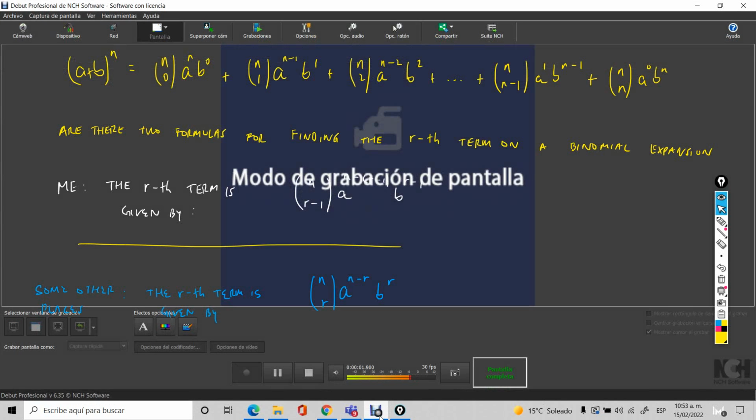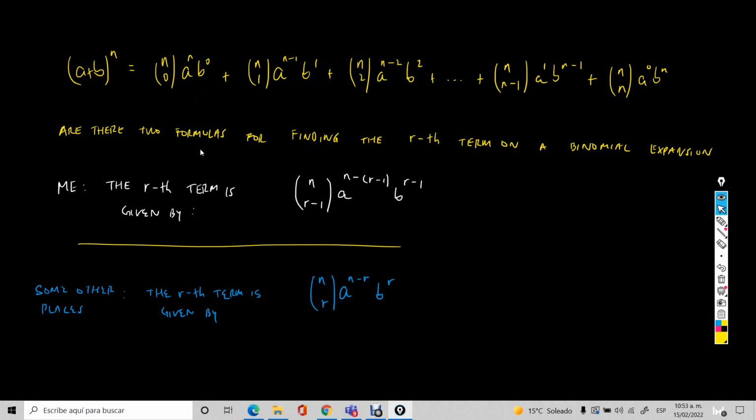Hello class. So some people have been asking me about the formula for finding any given specific term in the binomial expansion. Remember, this is the binomial theorem: (a + b)^n is equal to all of this expansion. And we know that we have n plus 1 terms in here. If the exponent is n, you have one more term than n in the expansion, so you have n plus 1 terms.